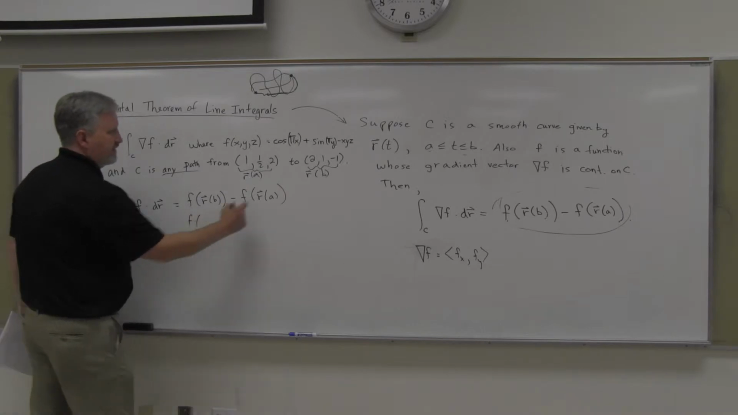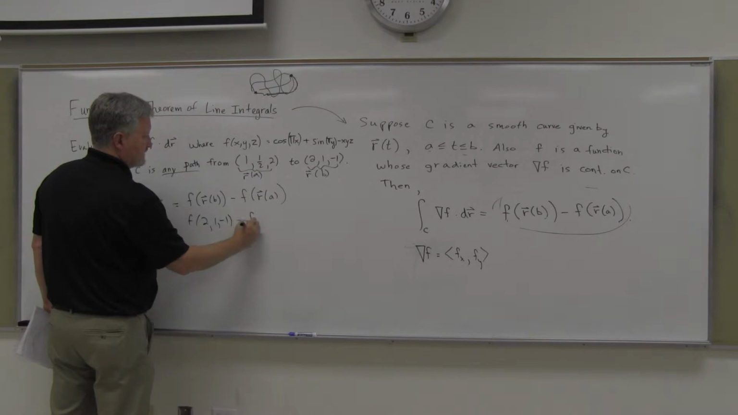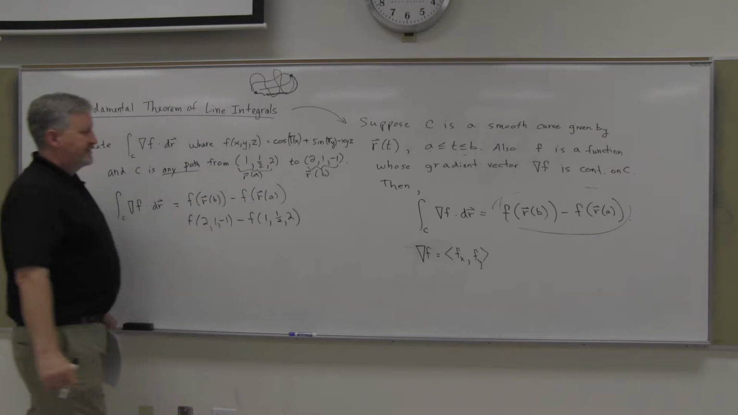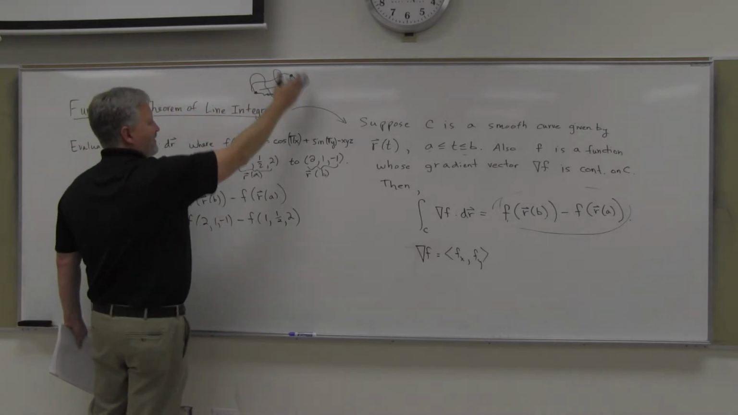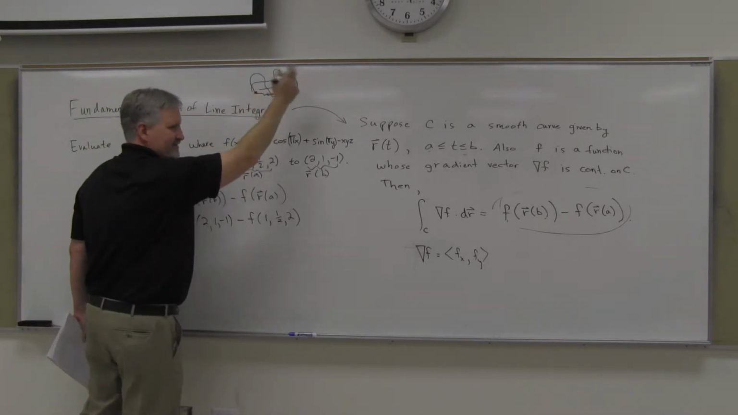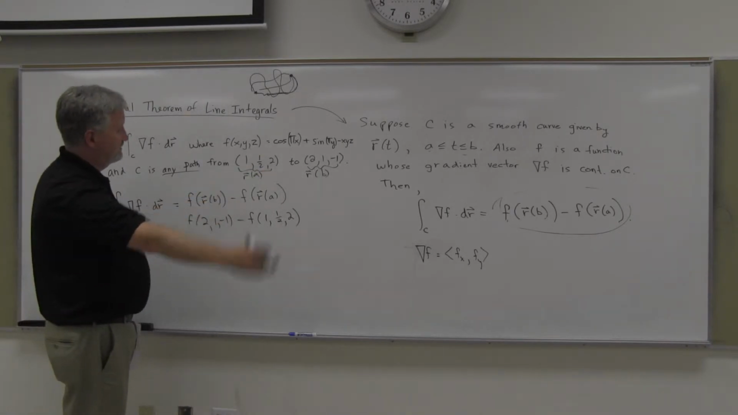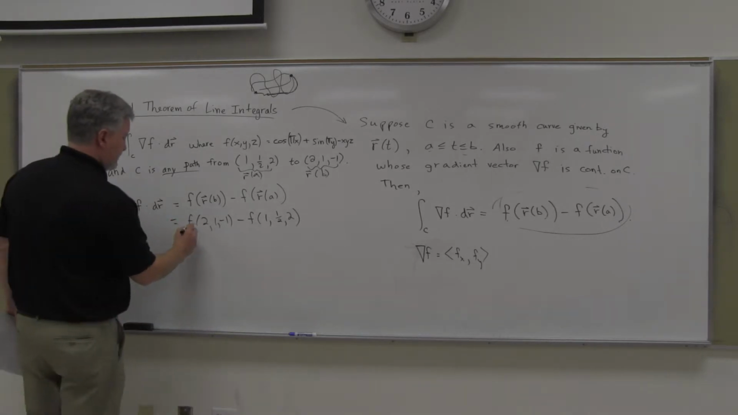Well, I just do f of the terminal point, (2, 1, -1), minus f of the initial point, (1, 1/2, 2). So it doesn't matter what it did between those. Just like the fundamental theorem of calculus, it doesn't matter what it went through. You just do the function evaluated at B minus the function evaluated at A. Same idea here. So what is f of (2, 1, -1)?